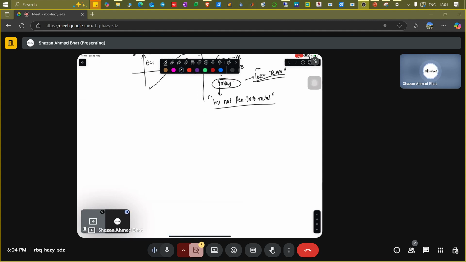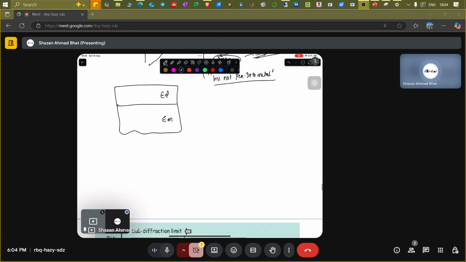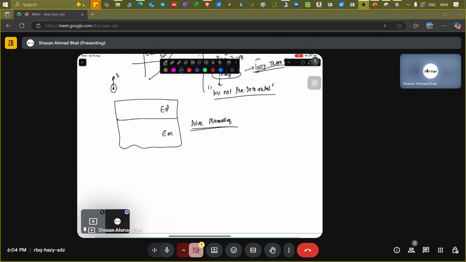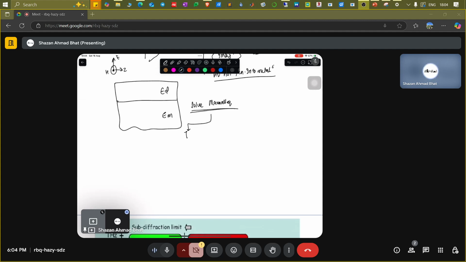Let's say we take again, this is the dielectric, this is the metal. You might have seen that if you go on solving the Maxwell's equations, you are going to treat the incoming field like this. This is the electric field, this is the H field, and this is the Z direction. Now when you solve for two different modes, you solve for TE mode, you solve for TM mode.